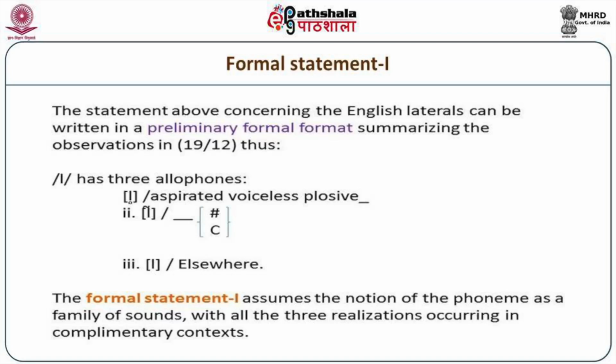You have a slash there, which means environment, and you have the environment given there, that is, preceding aspirated voiceless plosive. 2. The velarized L and the context in which it occurs, namely either a word boundary or a consonant following it. And number 3, L itself, which occurs in the environment elsewhere. By elsewhere is meant in all other environments.